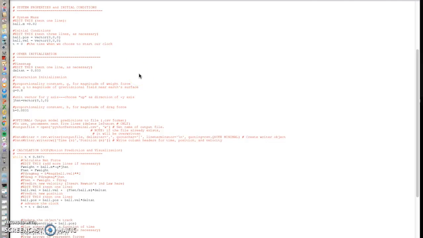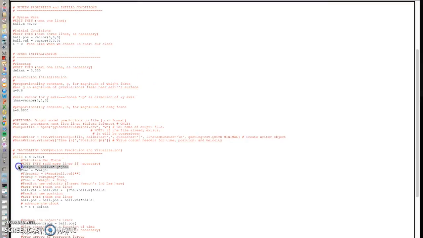The first considered the weight force as the only force acting on the ball. The weight force was found by multiplying the mass of the ball times the negative force of gravity and the unit vector j hat to make it into vector form. This is a negative force because the force of gravity on the ball is acting in the negative y direction. This was the only force contributing to net force in Model 1. We then used Newton's second law to update velocity as well as position in our model.